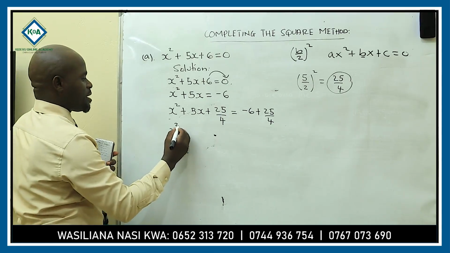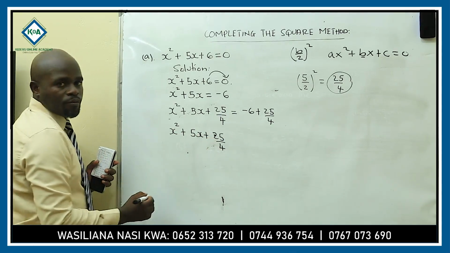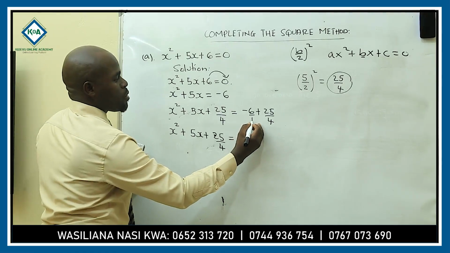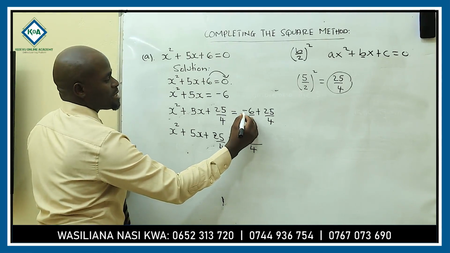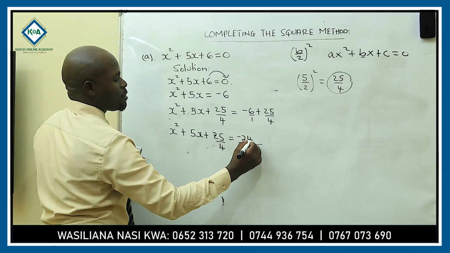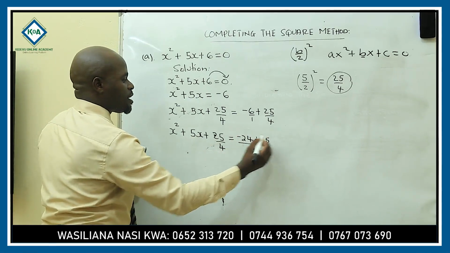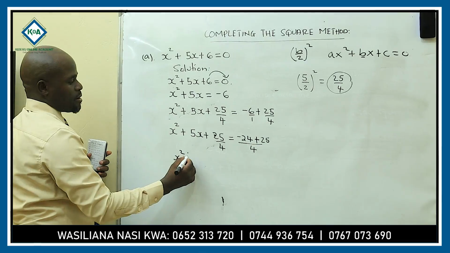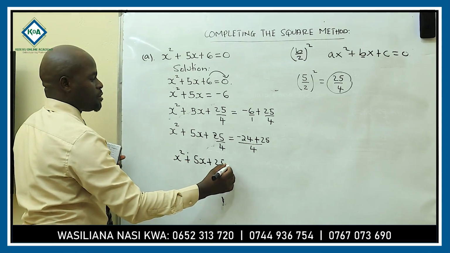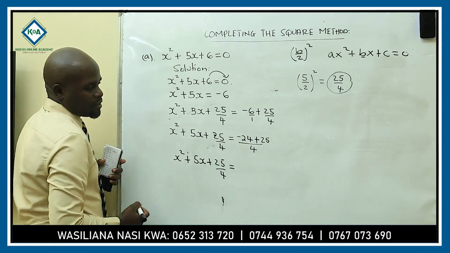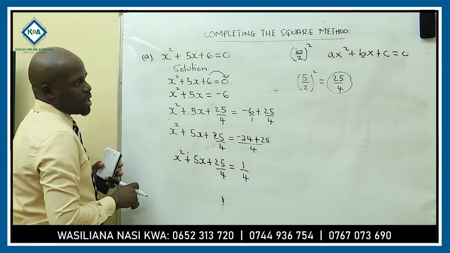Then it will be x squared plus 5x plus 25 over 4 is equal to, here it will be 1, then you find the LCM. LCM is 4. 4 divided by 1 is 4. 4 times negative 6 is negative 24. Then plus 4 divided by 4, the answer is 1. 1 times 25 is 25. Then you have x squared plus 5x plus 25 over 4 is equal to negative 24 plus 25. Negative 24 plus 25, the answer is 1. Then it will be over 4, 1 over 4.